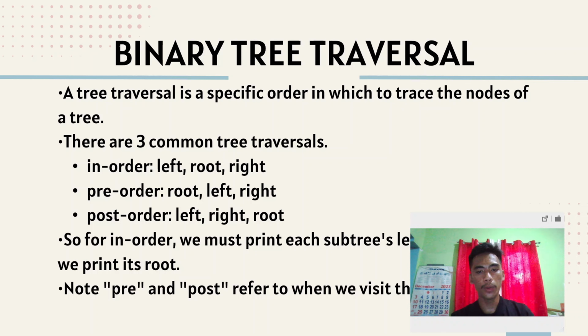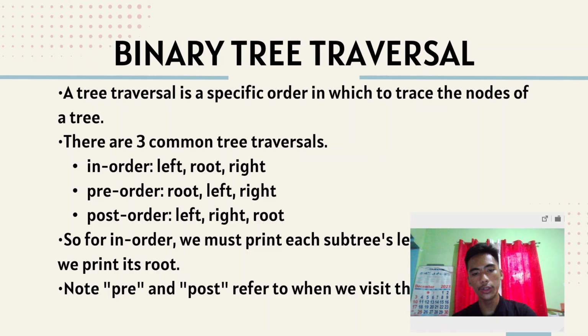The third is post-order traversal. In post-order traversal, the order is left, right, root. The left and right branches for each subtree are printed first, and then the root is printed. This traversal is commonly used in expression trees and for freeing the memory allocated to the nodes.